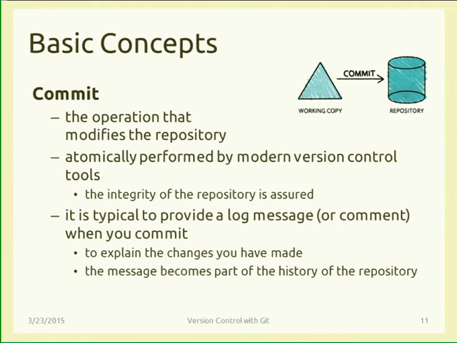For moving things from the working copy to the repository, the operation is named commit. A commit is performed atomically: either it succeeds or it does not, to ensure the integrity of the repository. Associated with this operation, it's typical to provide a log message, a comment, that says what the content of that commit is, to explain the changes you have made on the specific piece of work. Those messages become part of the entire history of the repository.